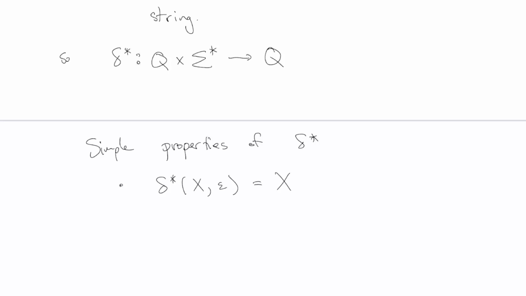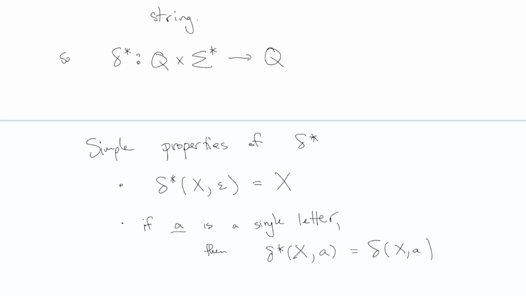Excellent. That was the first of the simple properties. The second of the simple properties is, if A is a single letter, then delta star of x and A is just the same as the old delta, right? Delta is the function which works on a single letter. Of course, you are still allowed to use delta star on a single letter, just treating this single letter as a string consisting of a single letter. Anyway, they are the same in that case, right?